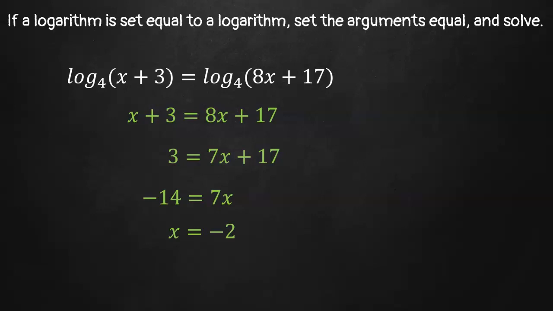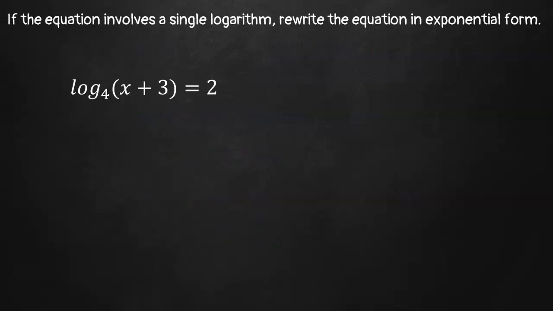So I'm going to take that solution and plug it into my arguments. And I'm going to see, does this make the argument of my log a negative or does it make it a 0? So let's take that -2 and plug it in for x. -2 plus 3 is a +1. So it's a positive answer, so I'm good. I'm going to take that -2 and plug it in for that 8x plus 17. I get a +1. So that answer of -2 is a solution, so it works.